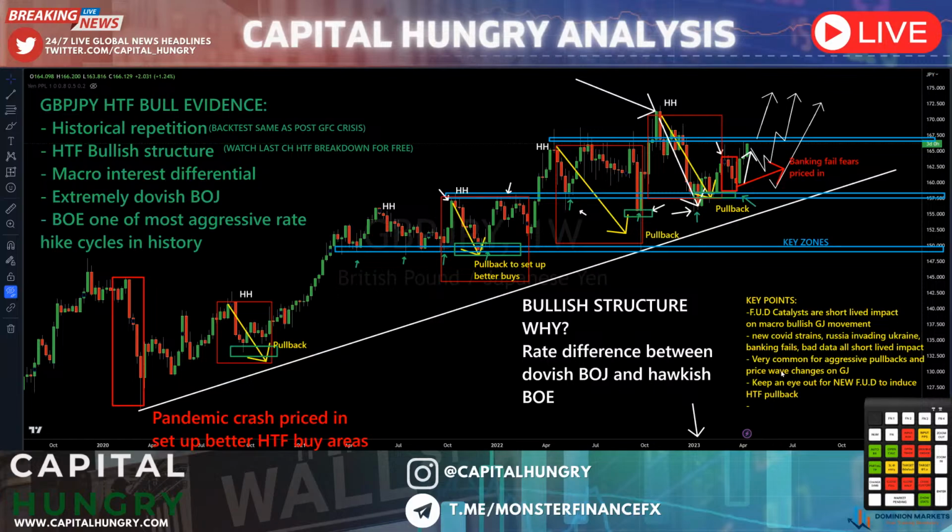We can also see it's very common for aggressive pullback waves and price wave changes on GJ, but the majority of times they end up getting faded out as buyers come back into the market from better price points of interest, and we still continue the trend, revisiting these higher highs printed and also potentially trending higher, right? So the bullish case for GJ on the higher time frame is very evident.